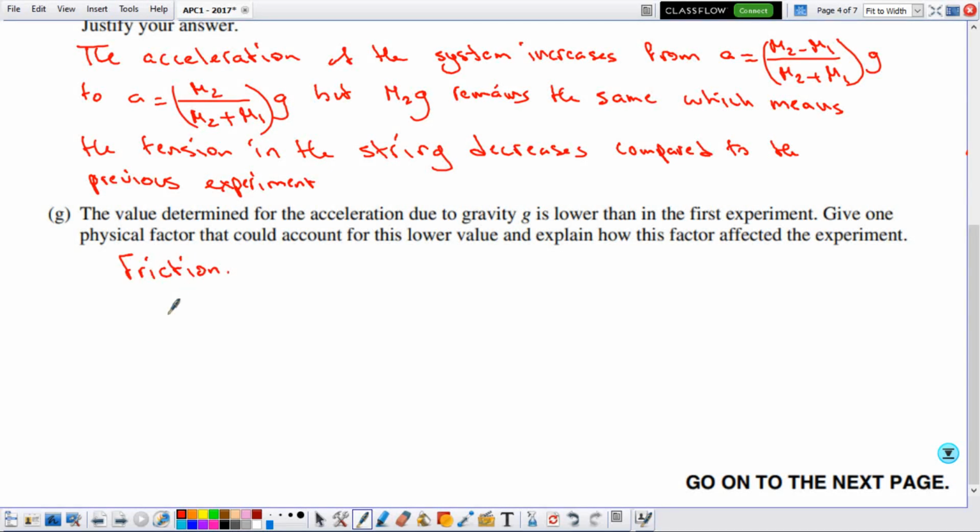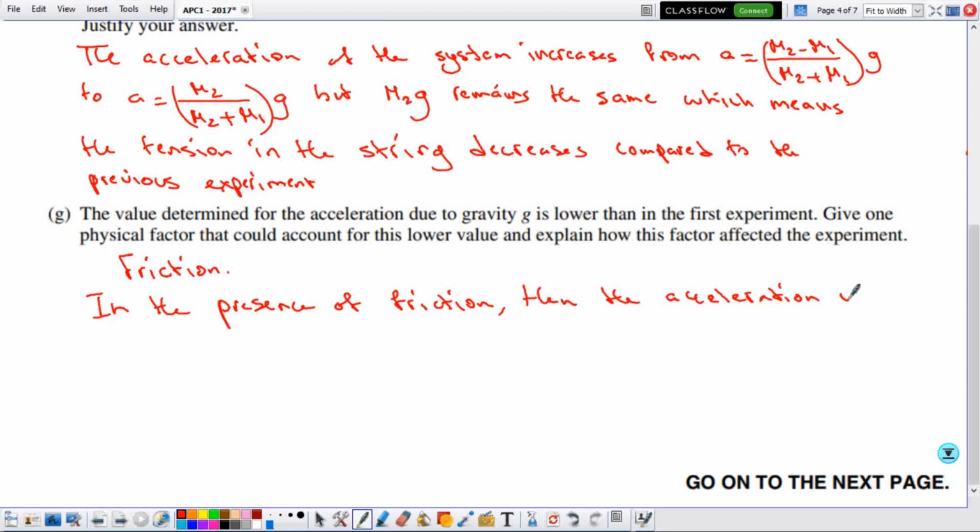So friction is the physical factor. I repeat, although they said it's smooth, which means friction is negligible, however friction still exists. In the presence of friction, why does friction affect the value of g? Because friction as a force will enter into Newton's second law, so that would affect the acceleration. Then the acceleration would decrease.